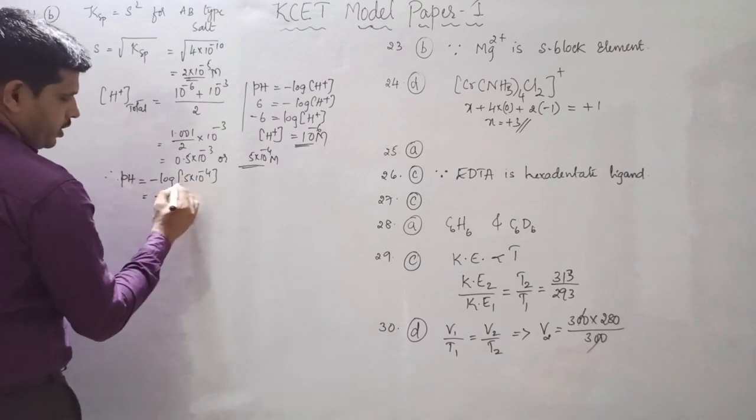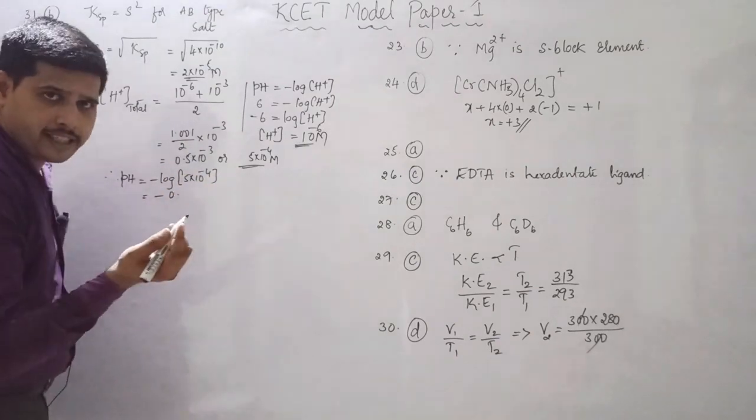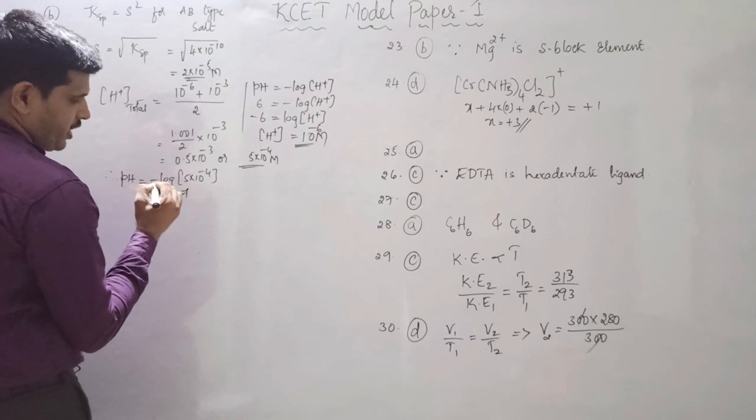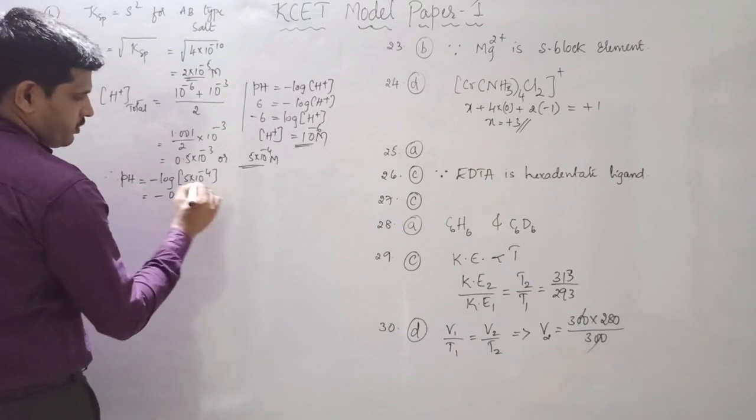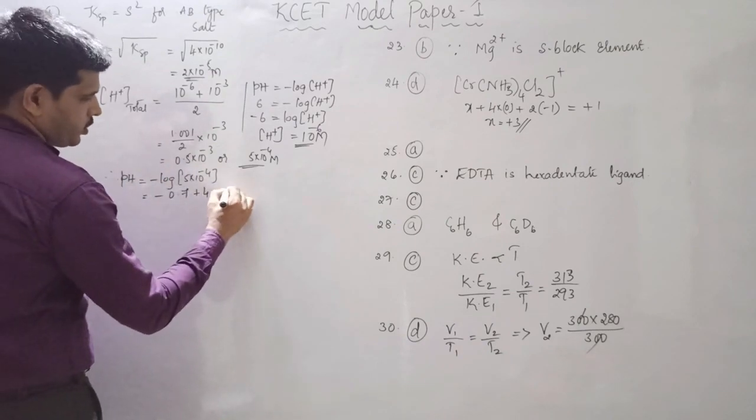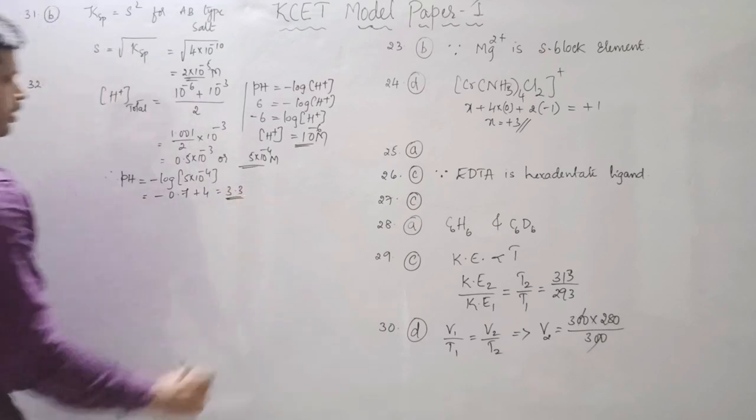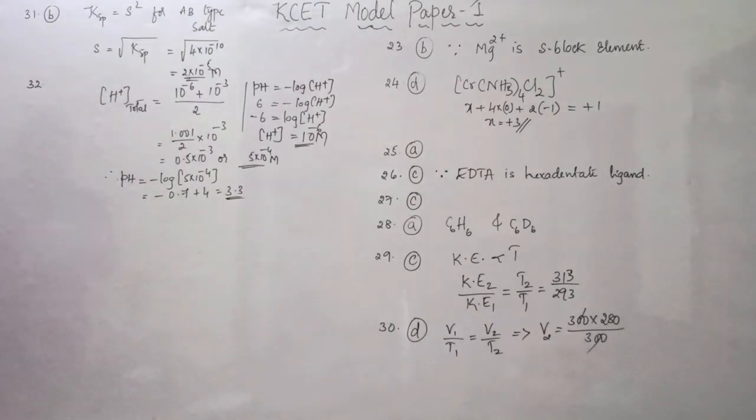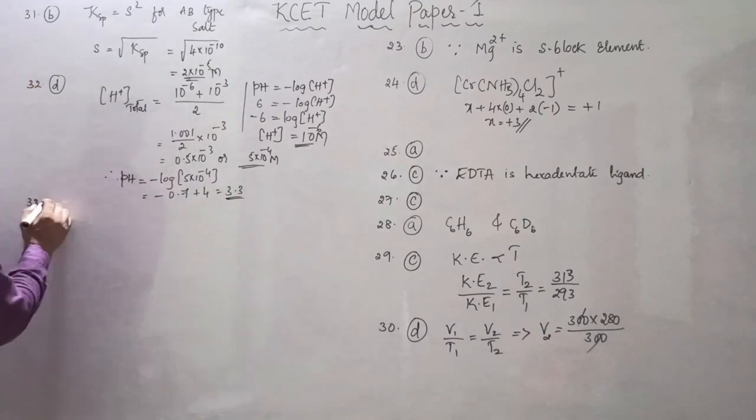So minus log 5 is 0.6990, so we'll write it as 0.7 approximately. Plus what? Minus of minus will be plus 4. So 3.33. So the right option is option D. Next, 33rd one. The pH of gastric juice is normally, so it is acidic pH, option A. Factual question.